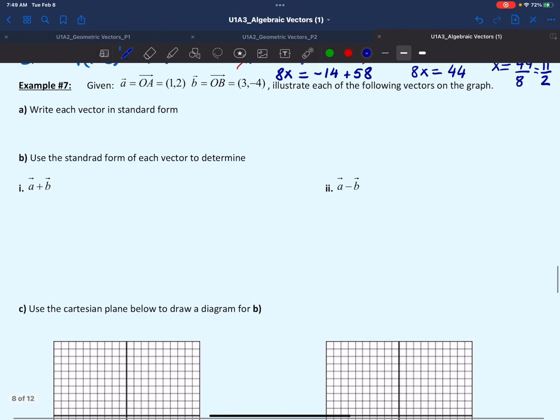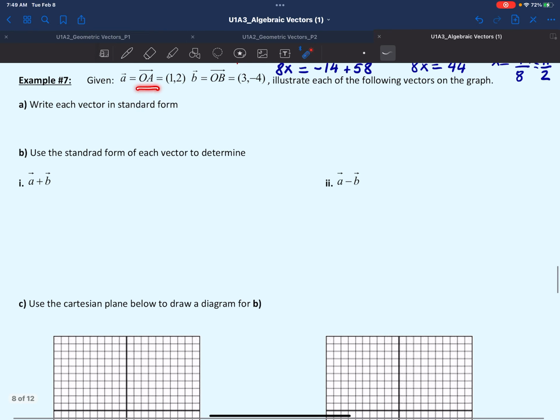Now, in the next example, we're given vectors OA and OB. As you can see here, we are in 2D, and I purposely mixed up the questions with 2 and 3D just to increase our vigilance in analyzing and looking at the information critically. Illustrate each of the following vectors on the graph and write them in standard form and find the sum of the vectors. So let's get started.